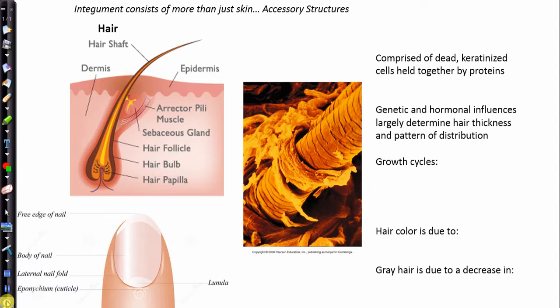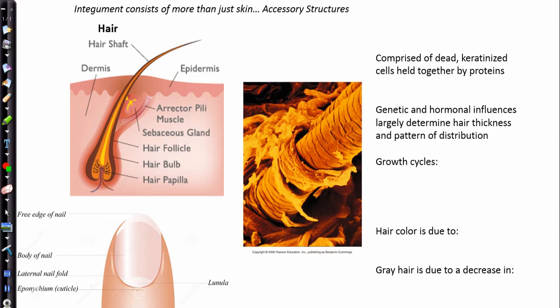For hair, just recognize that it's composed of dead keratinized cells, which sounds familiar because your squamous epithelium is that way as well. But these scales here, you start seeing these stacks of keratinized cells. That's what makes up a hair. Genetic and hormonal influences determine your hair thickness and pattern of distribution. So you're familiar with male pattern baldness. The reason we see that in males is testosterone can influence hair development, and more testosterone can sometimes inhibit hair development. So they will lose their hair over time.